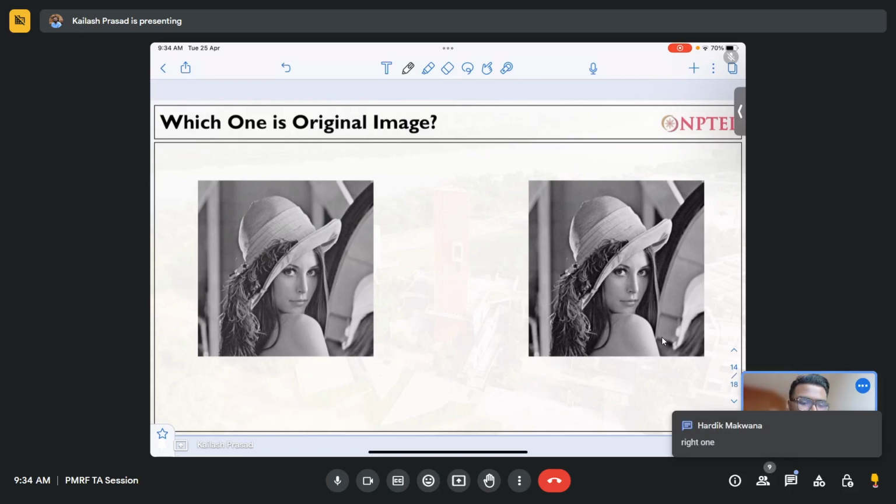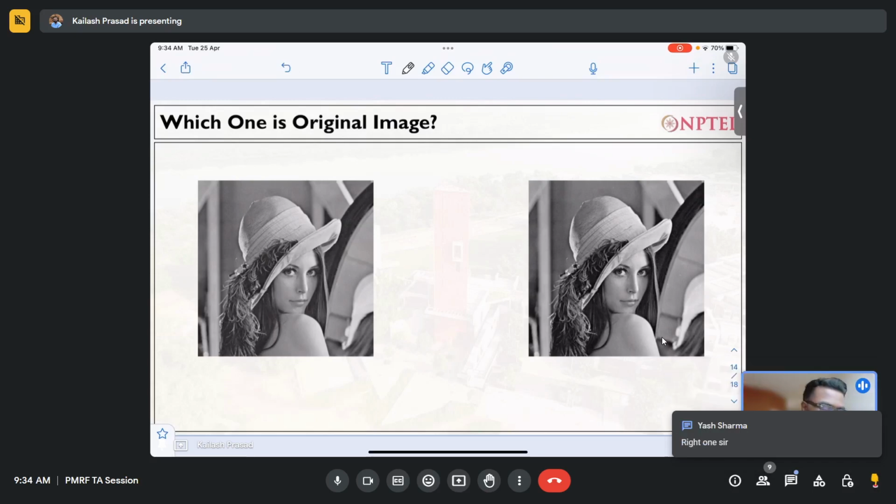Okay, Hardik is saying the right one. What about others? Others, please respond. Very simple question. The right one, Asim. It is pretty obvious by looking at the figure which is the original. Everybody is saying the right one. Tejas is also saying the right one, Yes is also saying the right one, because of more clarity in the image.